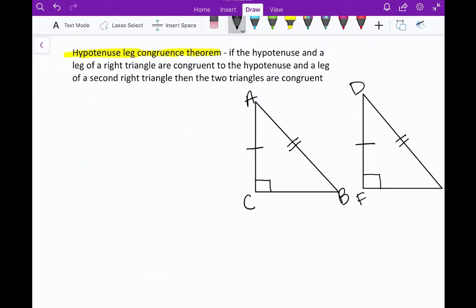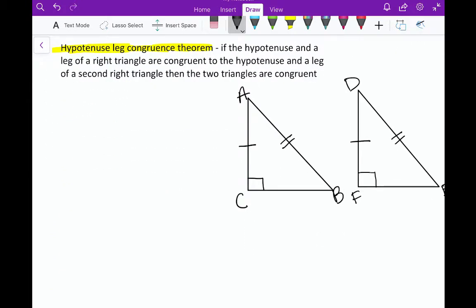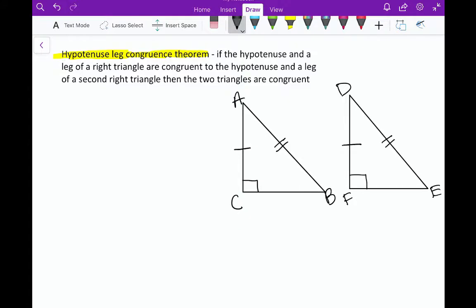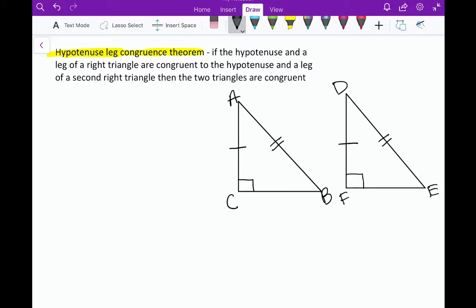We have another, this one is actually a theorem here, in order to prove two triangles are congruent. So the hypotenuse leg congruence theorem says if the hypotenuse and a leg of a right triangle are congruent to the hypotenuse and a leg of a second right triangle, then the two triangles are congruent. Notice it doesn't say a specific leg, okay? Either leg would be fine. So there has to be a leg congruent like there is here. This leg is congruent to this leg, and then the hypotenuse is congruent to the other hypotenuse. And again, this is only in a right triangle.